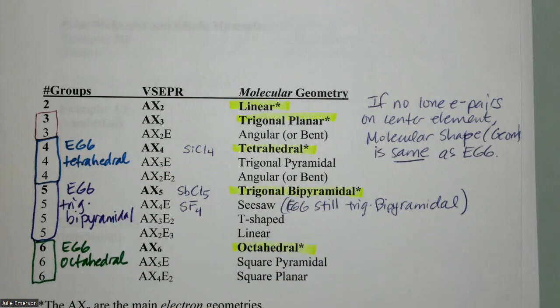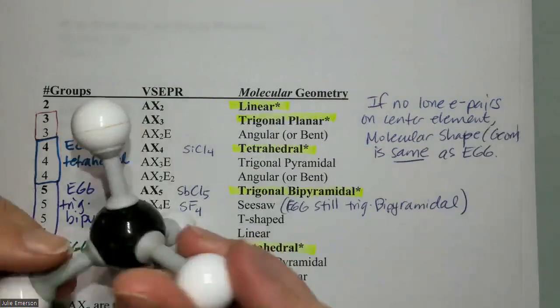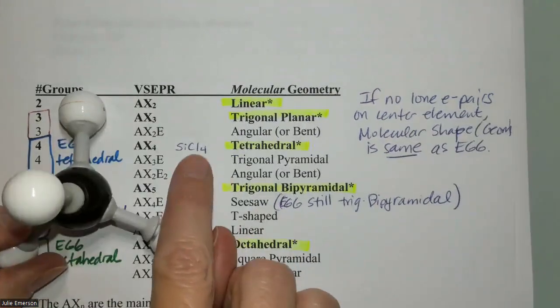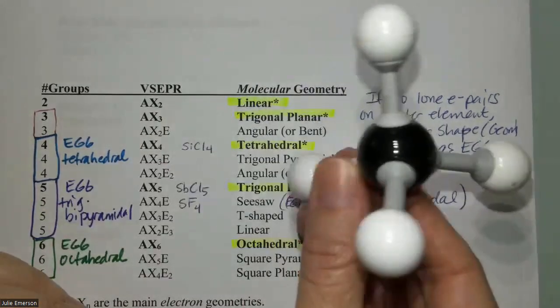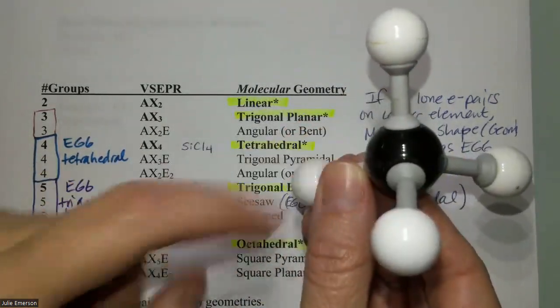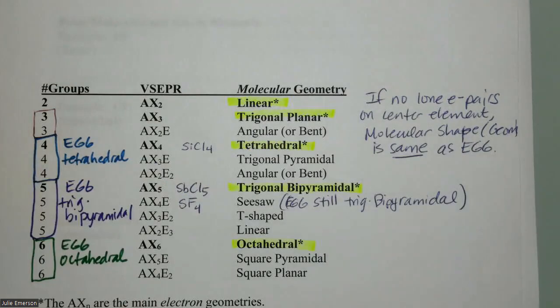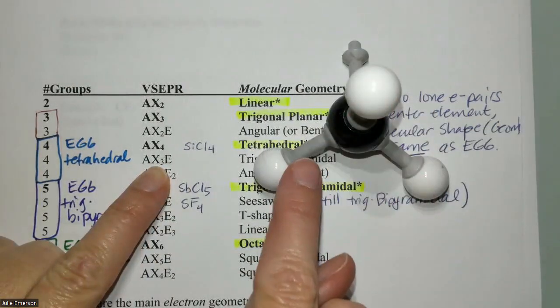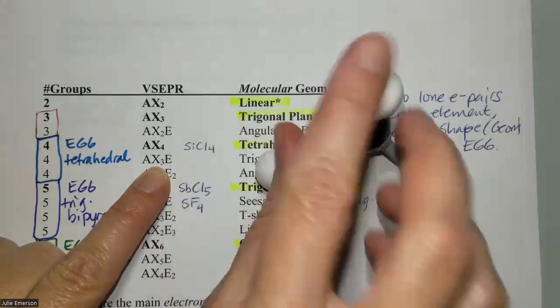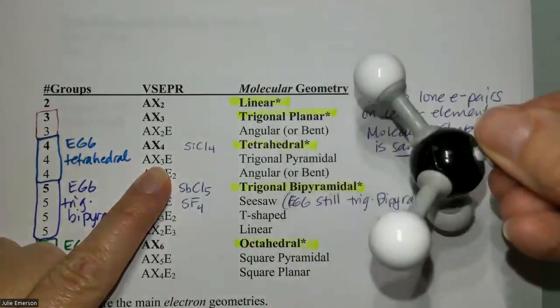Because what happens on that one, this is my tetrahedral shape, right? This was the silicon tetrachloride, right? Well, that's the tetrahedral shape. That's what I see. That's the number of 4 electron groups. If one of these, though, becomes a lone pair, and now I have 3 bonding elements and a lone pair at the top, we wouldn't see the lone pair.